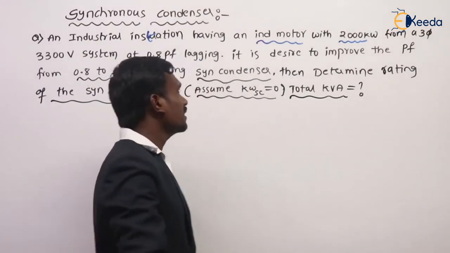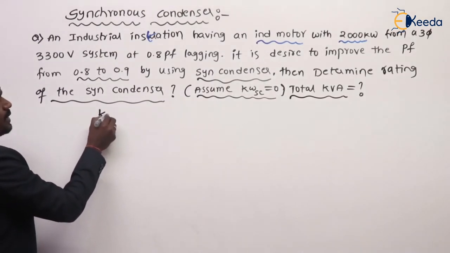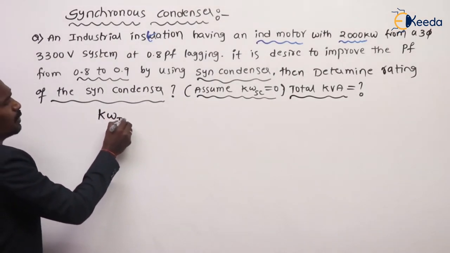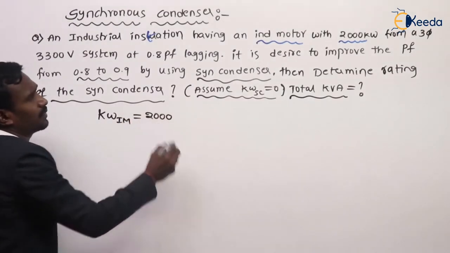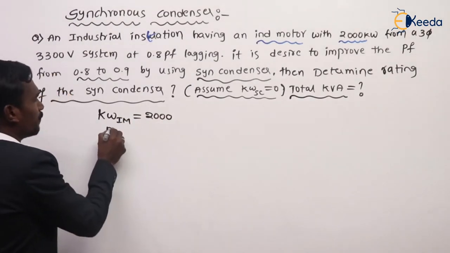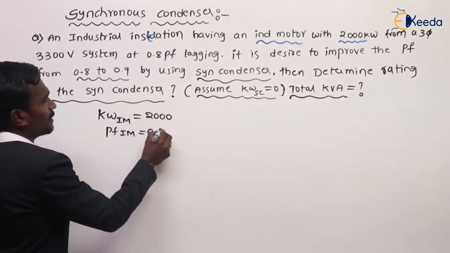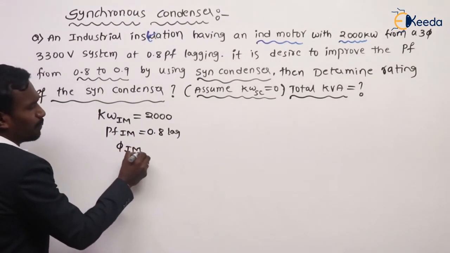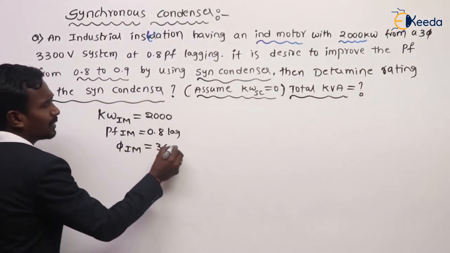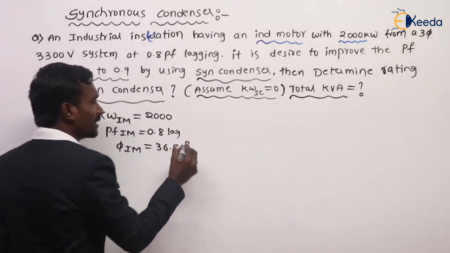Okay, so let's see what they have given. The kW of the induction motor is equal to 2000. And the power factor of the induction motor is equal to 0.8 lagging. What is the power factor angle for 0.8? For 0.8, the power factor angle is 36.86 degrees.